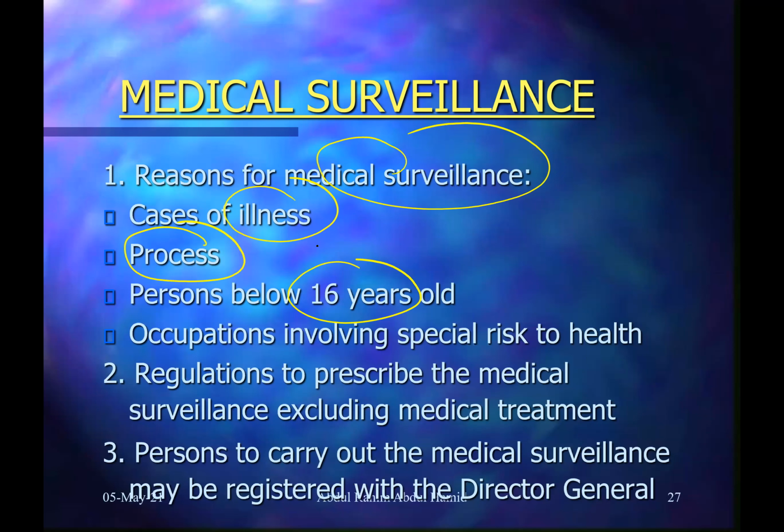So in that situation, because of their young age, a lot of things are still developing in terms of what we call physiological and psychological things, so they are easily affected. So that's why they need to be monitored. Occupation involves special risks. Okay, if the risk is very low, then there is no need for medical surveillance. Regulation to prescribe medical surveillance, excluding medical treatment.